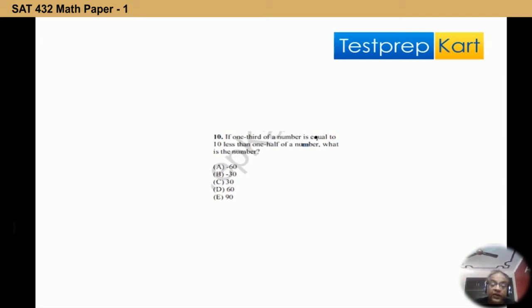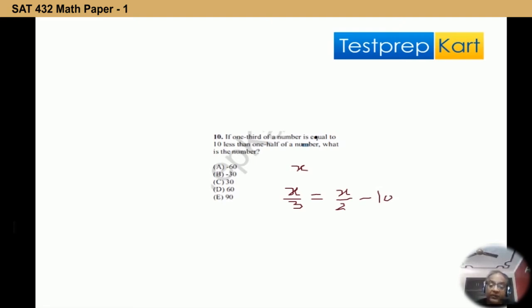Now here you have to form the equation actually. If 1/3 of a number, so let's suppose the number is x. Now 1/3 of that number, so let's say x upon 3, is equal to 10 less than 1/2 of that number. So it's equal to 10 less than 1/2 of this number. That means it's equal to x upon 2 minus 10.